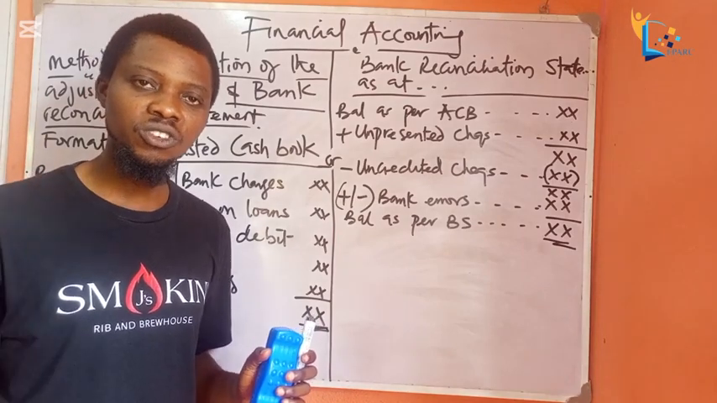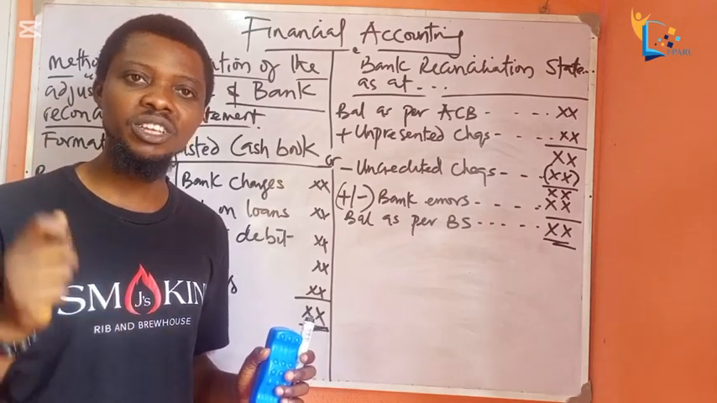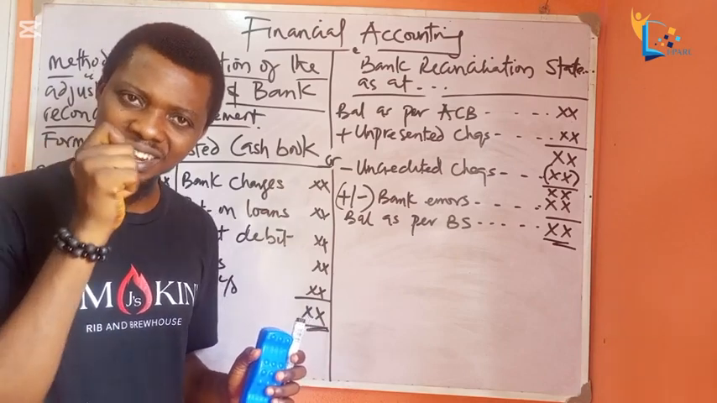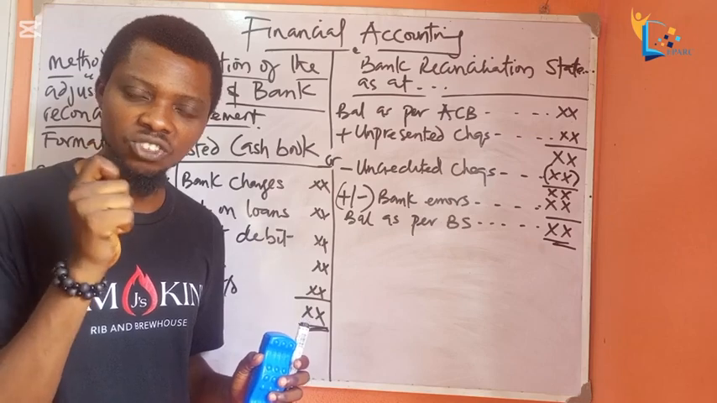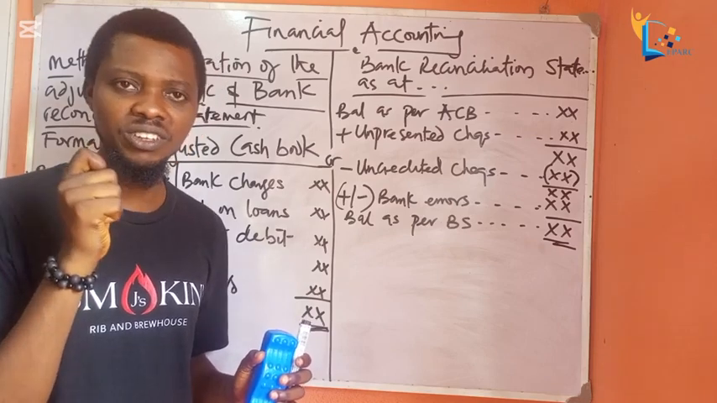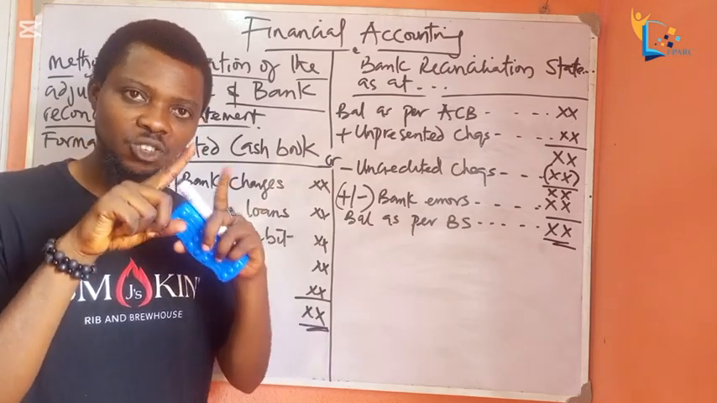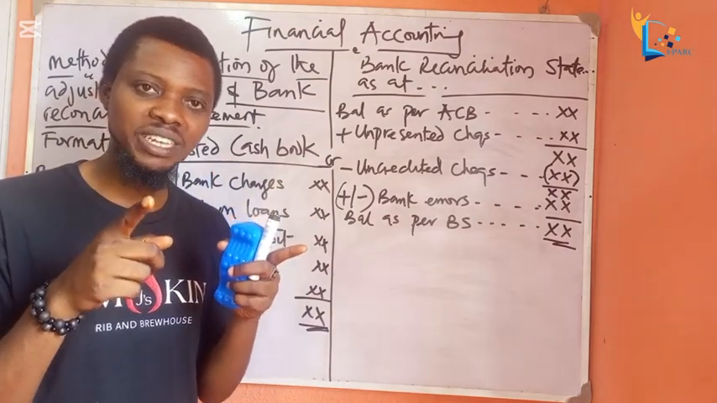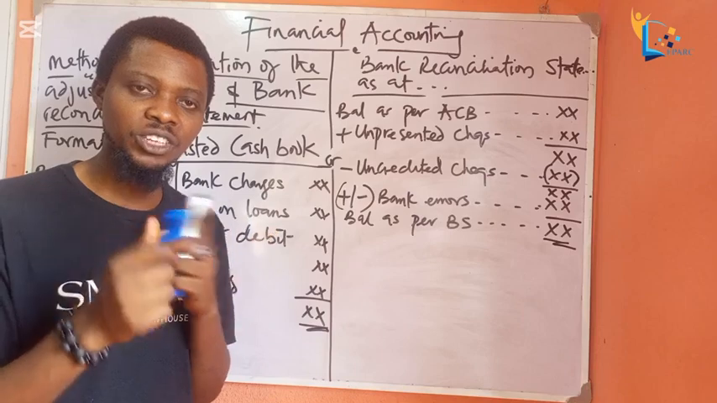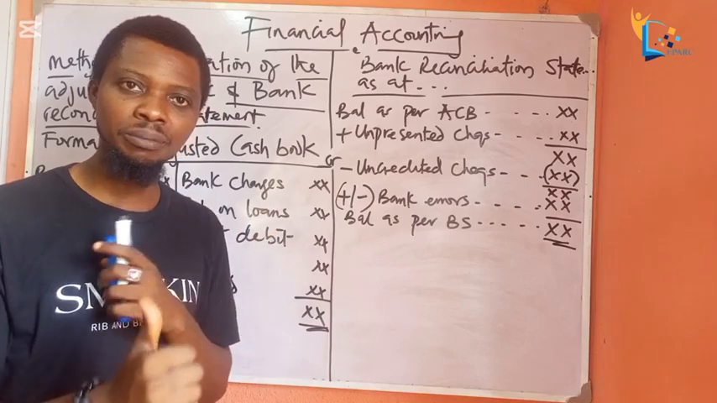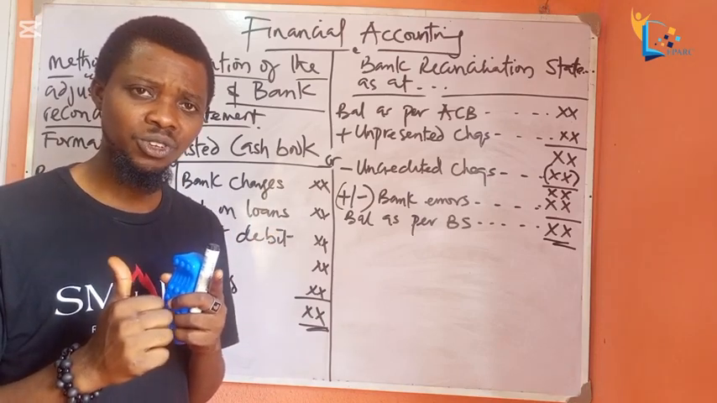So the 600,000 minus the 500,000 will give you 100,000. So that 100,000 naira, that difference, is the overdraft. So in that case, you have to indicate with a bracket to show that this is an overdraft. You are the one owing the bank now, not the bank owing you. I don't know if you understand it.